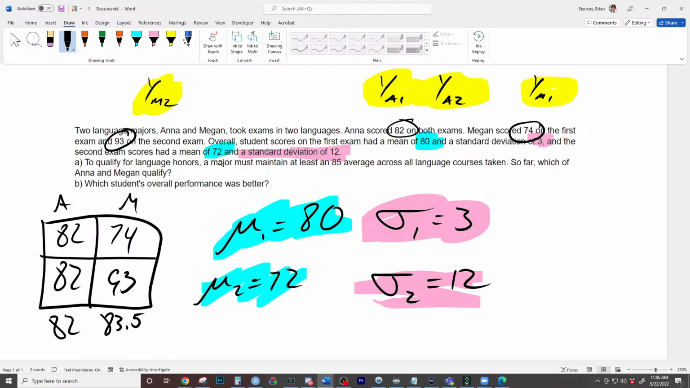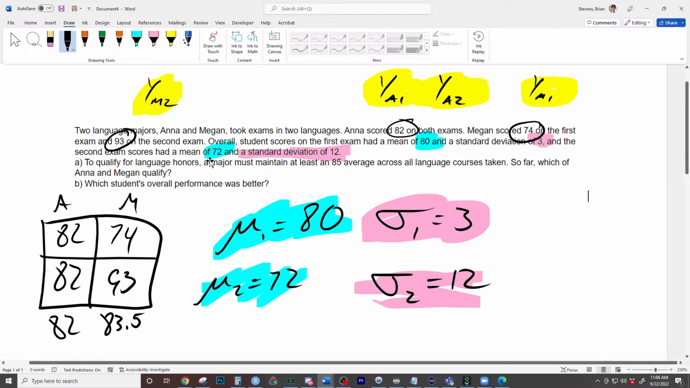What have I found for them? What do we find? Because it says, to qualify for the language honors, a major must maintain at least an 85 average across all language courses taken. So you have to have an 85 average. So what did I find for the two students right here? What did we find for them?